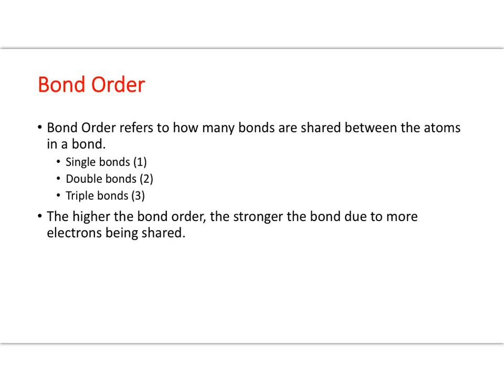The last thing here is just bond order, which is super easy. The bond order is just how many bonds there are between two atoms. So a single bond would be bond order 1, a double bond would be 2, and a triple bond would be 3. To keep in mind here is the higher the bond order, the stronger the bond's going to be, the shorter the bond's going to be. But that's really the only time you're ever going to see something about bond order.